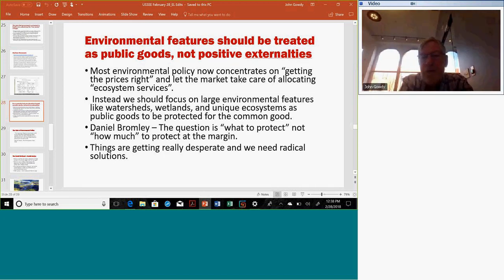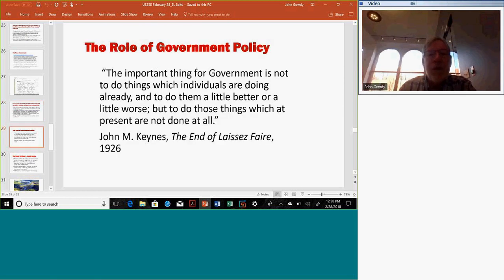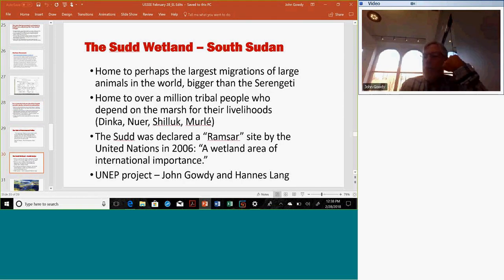A lot of this is based on the work of Daniel Bromley, editor of the Economics. He argues that the question is what to protect, not how much to protect at the margin. And again, think about climate change and the loss of the natural world, when these things are getting really desperate and we need resolutions. So I applied this in a study of the Sudd wetland in South Sudan.